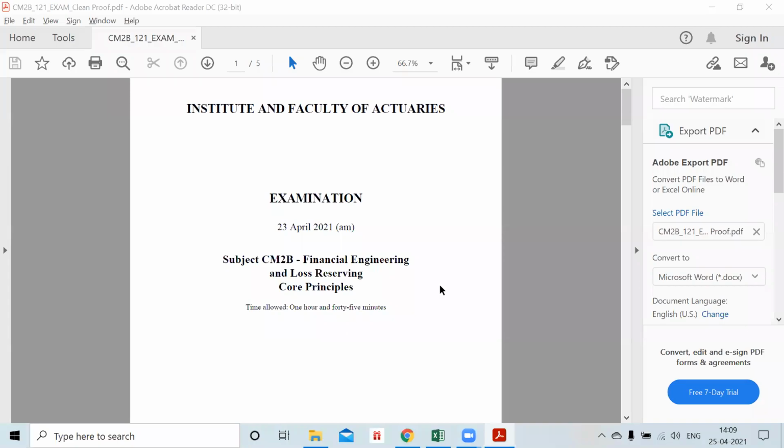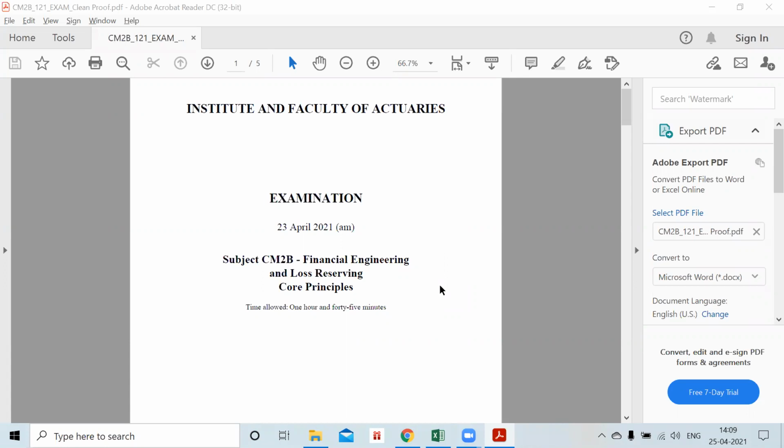Hello students. So here in this video, we'll be discussing CM2 paper B solutions of April 2021 attempt. Again, these are just indicative solutions. Hence, your process of solving and my solving may be different in Excel, but yes, if it's correct, you will get full marks by IFoA.